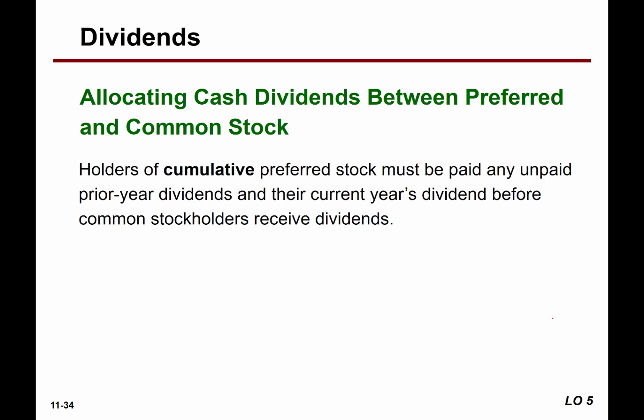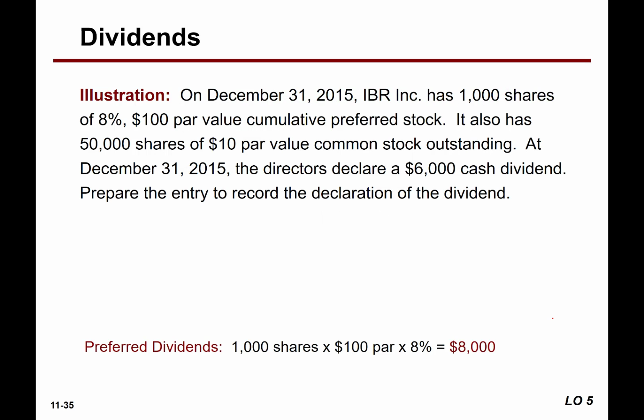And we say the holders of cumulative preferred stock must be paid any unpaid prior year dividends and the current year dividend before common stockholders receive dividends. Okay, so on December 31st, 2015, IBR Inc. has 1,000 shares of 8%, $100 par value cumulative preferred stock. It also has 50,000 shares of $10 par value common stock outstanding. At December 31st, 2015, the directors declare a $50,000 cash dividend. Prepare the entry to record the declaration of the dividend. Okay, so we're going to debit cash dividends. We're going to credit dividend payable.